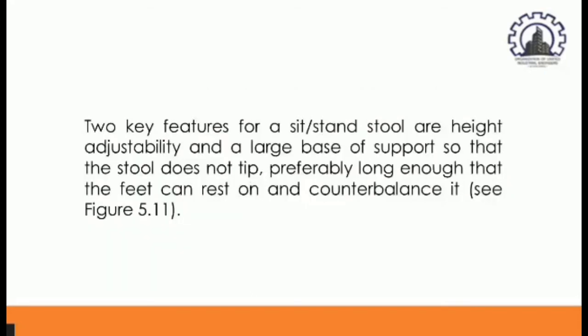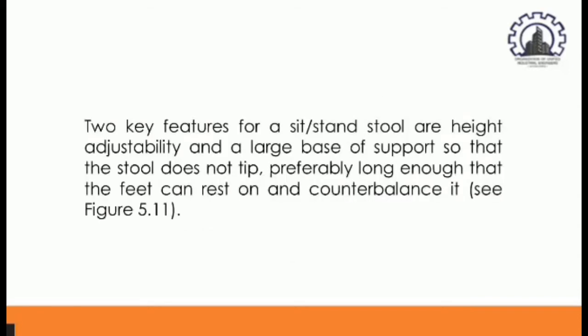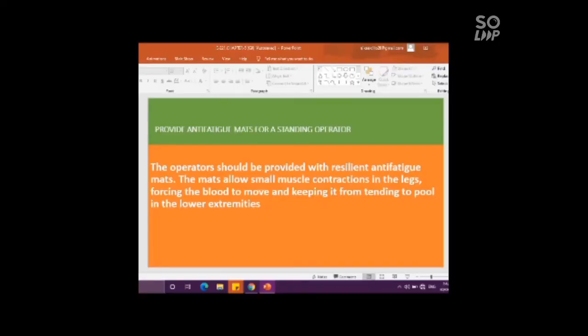There are two key features for a sit-stand stool: height adjustability and a large base of support so that the stool does not tip, preferably large enough that the feet can rest on it and counterbalance. Here we can see in Figure 5.11 the industrial sit-stand stool. The sit-stand stool has height adjustability, so we can adjust its height to the preferred length that we desire. Provide anti-fatigue mats for standing operators.